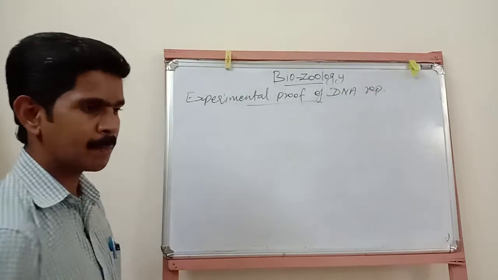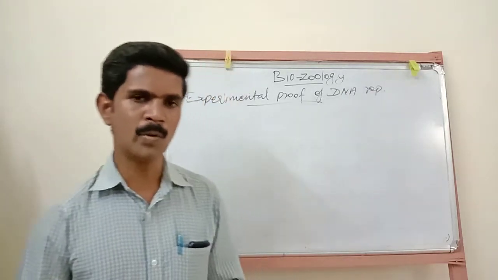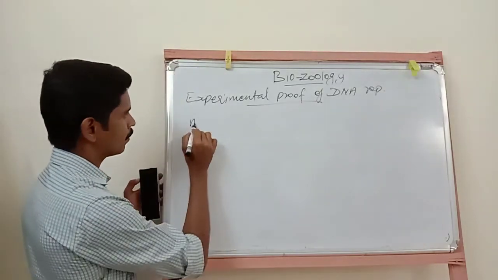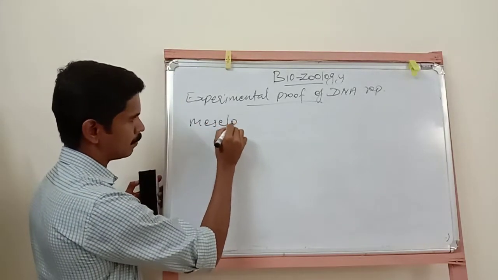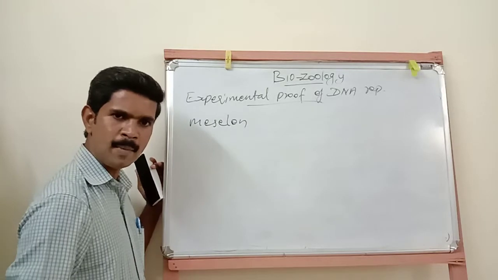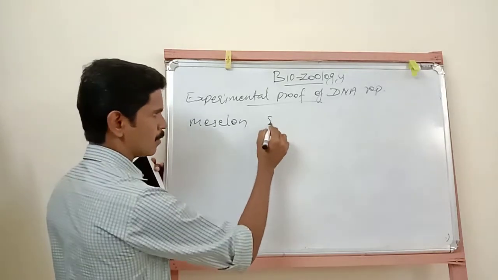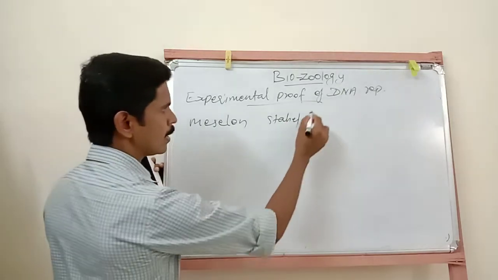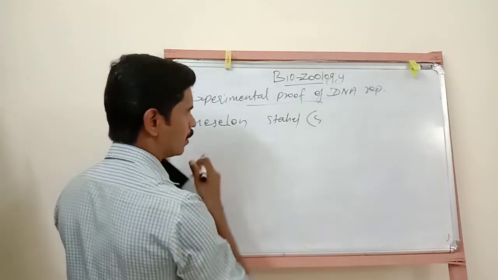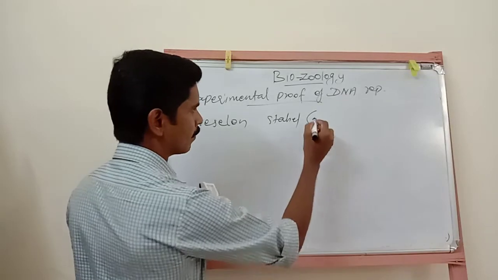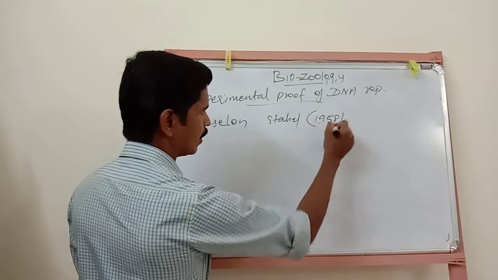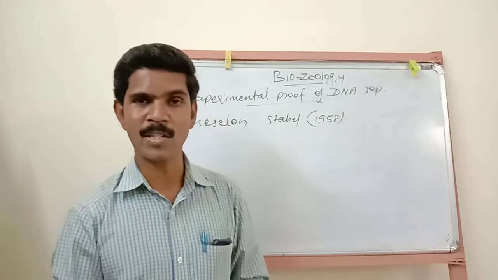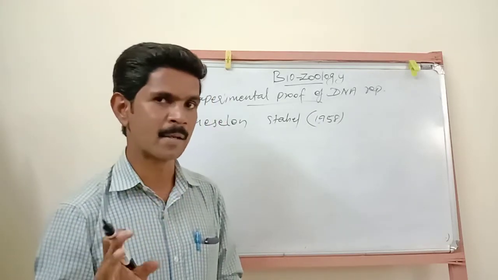Experimental proof of DNA replication. Listen, two scientists: Meselson and Stahl. These two scientists studied together. They did an experiment in the year 1958 to distinguish the difference between these three replication processes.